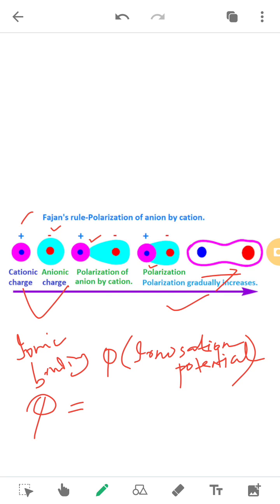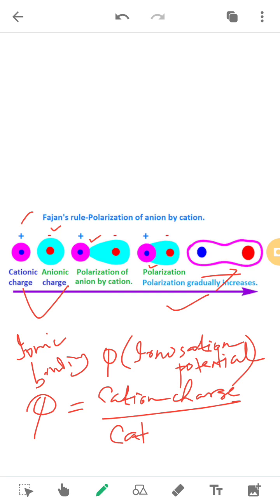So phi equals the cation charge divided by the cation's radius. It's very simple. So whenever we see that the cation charge is more or the cation radius is less, then we can say that the phi value is more. Now, phi value is more means covalent character is also more. Please understand that properly.